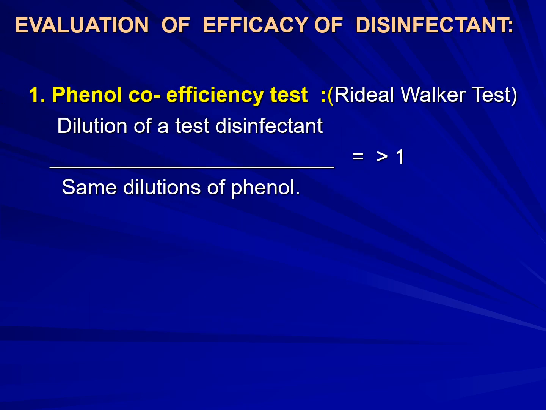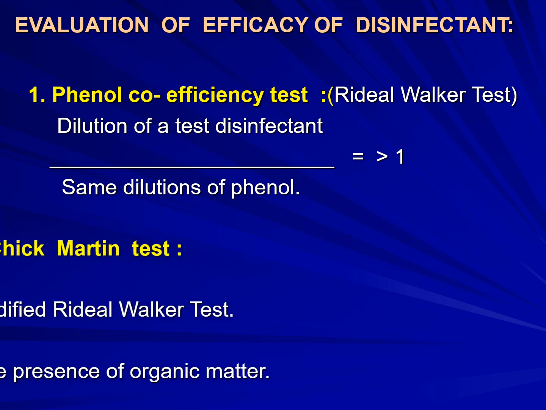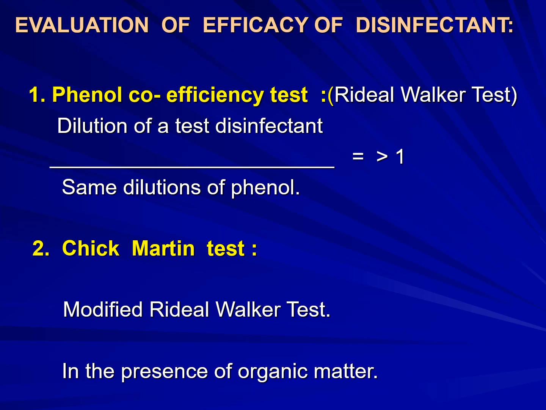So next important is evaluation of efficacy of disinfectant. Whether the disinfectant is working properly or not, we can do some tests. So the first test is the phenol coefficient test, also known as the Rideal-Walker test. The formula is the dilution of a test disinfectant divided by the same dilution of phenol, which is equal to or greater than 1. Another test is the Chick-Martin test. This is a modified Rideal-Walker test and is mainly done in the presence of organic matter. So these tests evaluate the efficacy of a disinfectant.